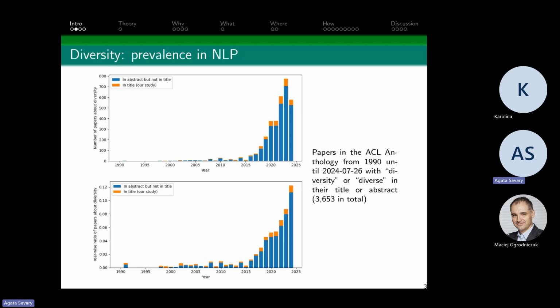Units on the y-axis, this is the ratio of papers on the ACL Anthology. So papers that have diversity or diverse in the title or abstract, to all papers. Yeah, it's a fraction.